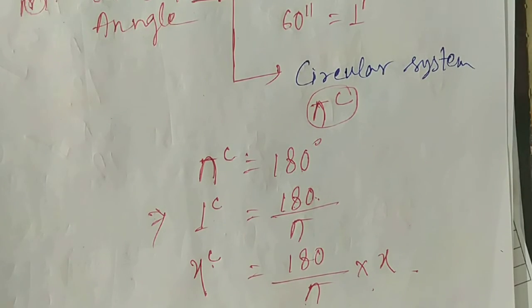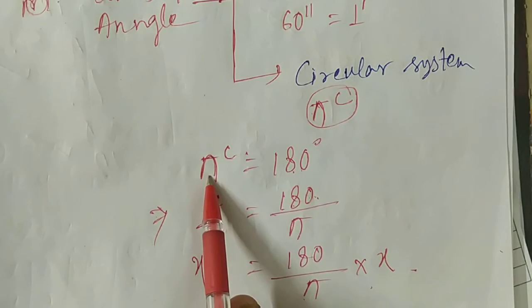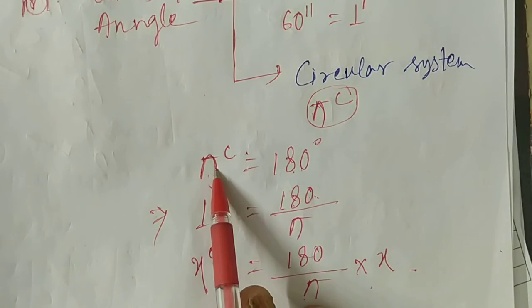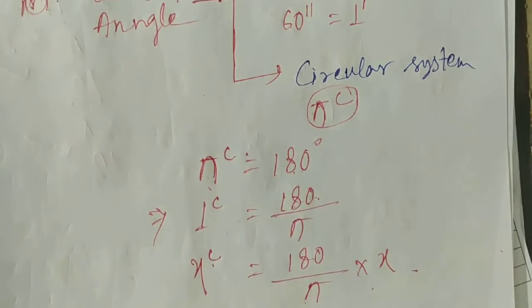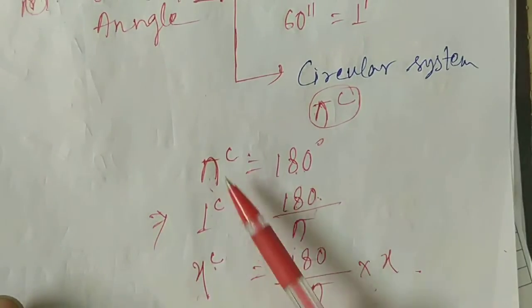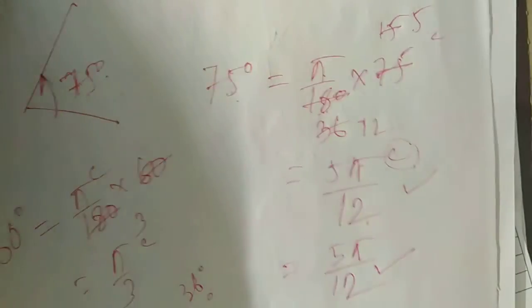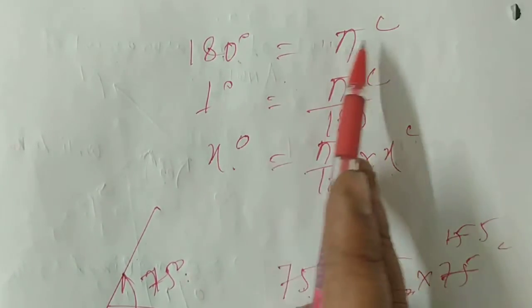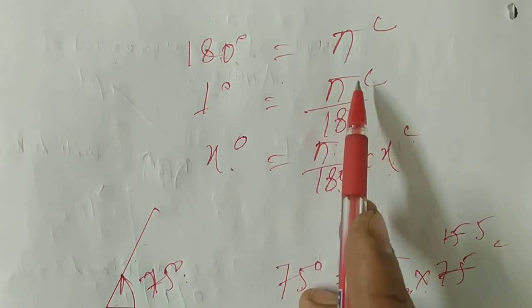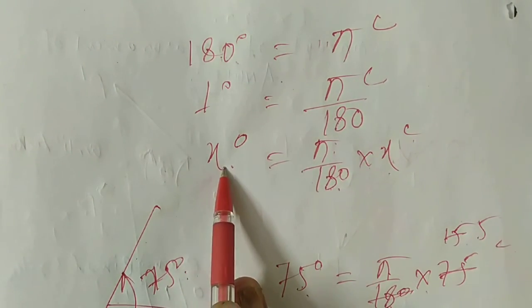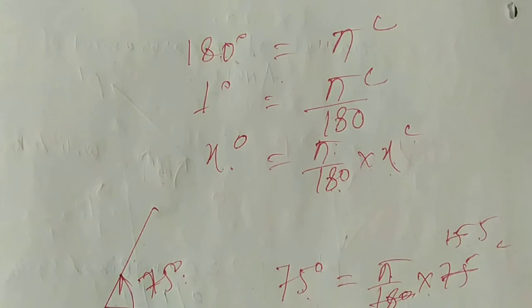We express the measure of angle in this system by pi. What is pi? Pi means 180 degree. This is the relation between the circular system and the sexagesimal system, that means the relation between radian and degree. So 1 radian equals 180 by pi, similarly x radian equals 180 by pi into x. Similarly, the relation between degree and radian: 180 degree equals pi radian, and 1 degree equals pi by 180 radian, and x degree equals pi by 180 into x radian. Okay.